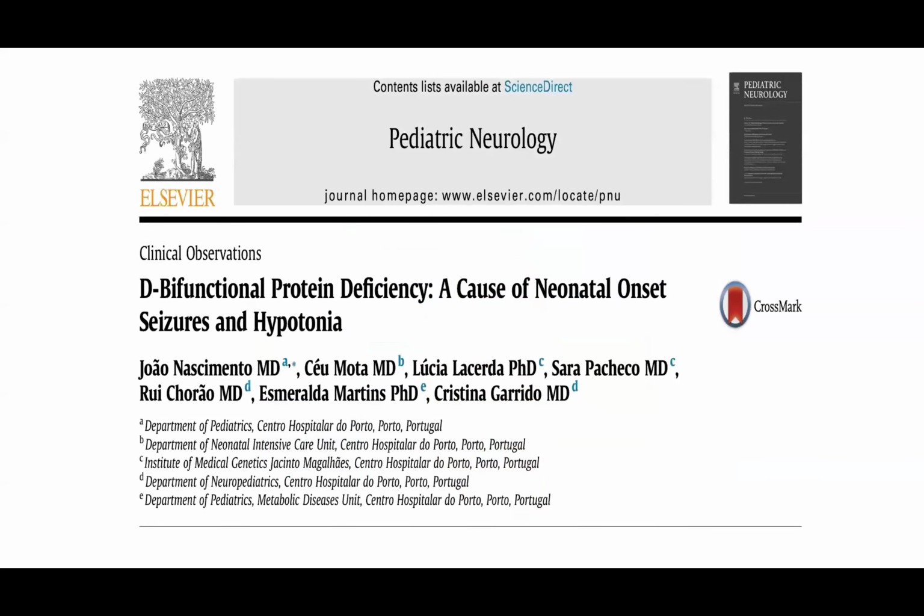There were very few case reports on bifunctional protein deficiency. The clinical picture will be very similar to Zellweger, but compared to Zellweger, it is a somewhat milder form of paroxysmal disorder.